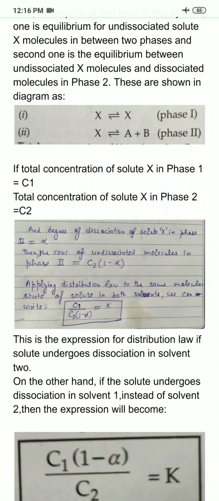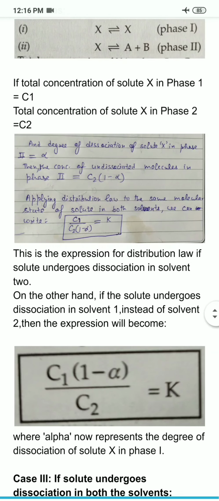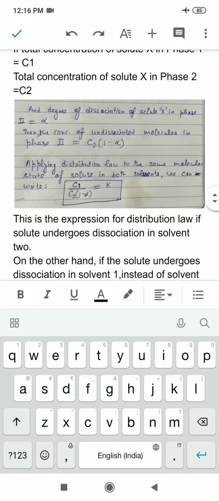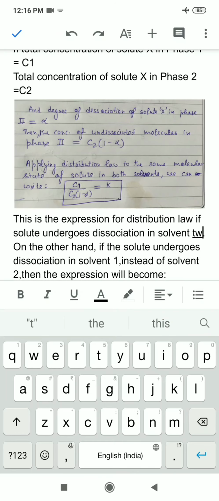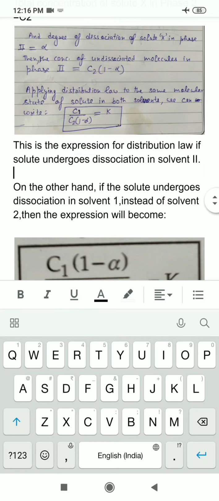So I can write C1 upon C2 into 1 minus alpha is equal to K. So this is the expression for distribution law if the solute undergoes dissociation in solvent 2. Here, sorry, I have written it as TWO, but it is solvent number 2. Just a minute, I am correcting it. Yes, now it's okay.